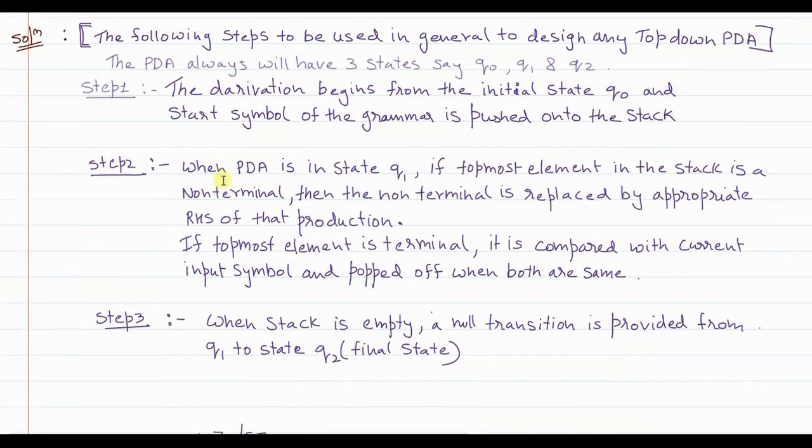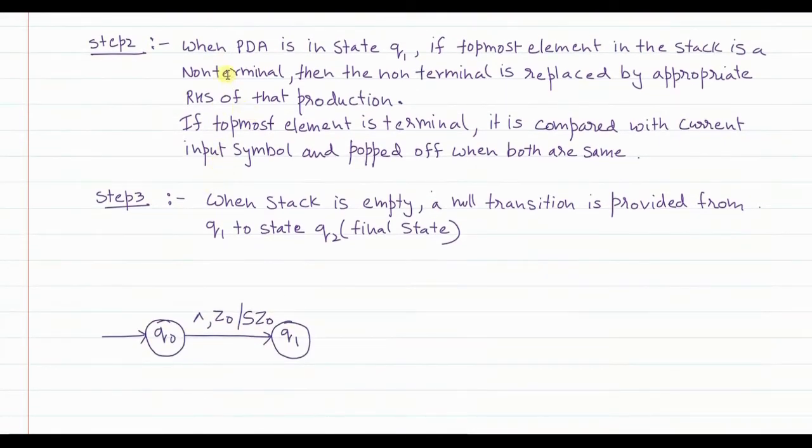Remember this. Now in step 2, when the PDA is in state Q1, if the topmost element in the stack is a non-terminal, then the non-terminal is replaced by the appropriate right hand side of that production.